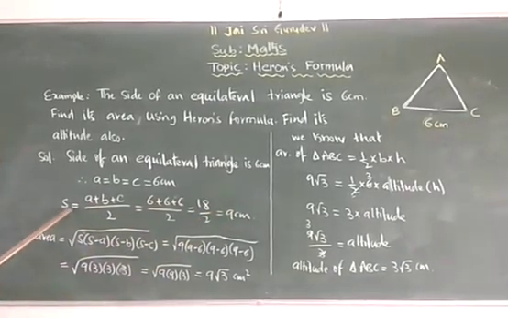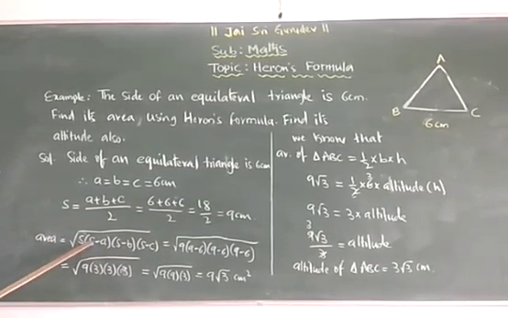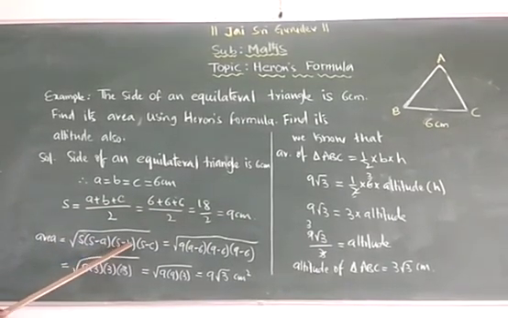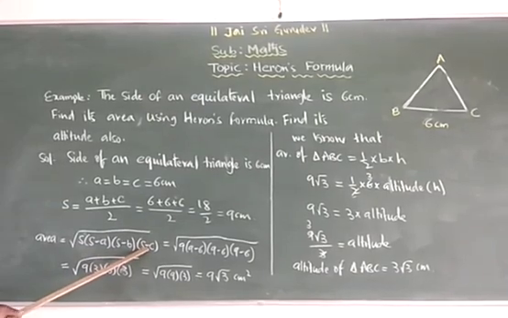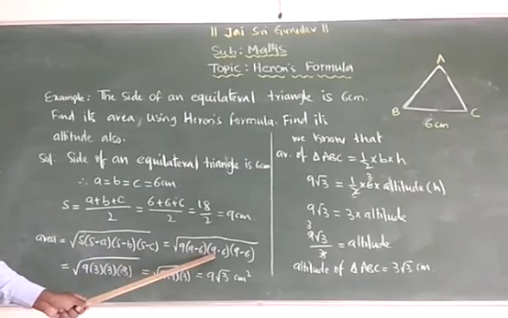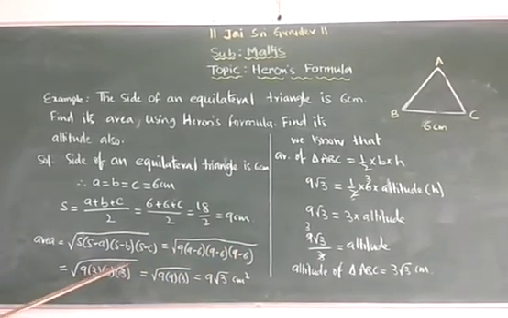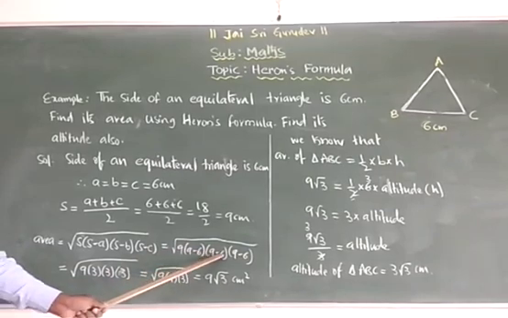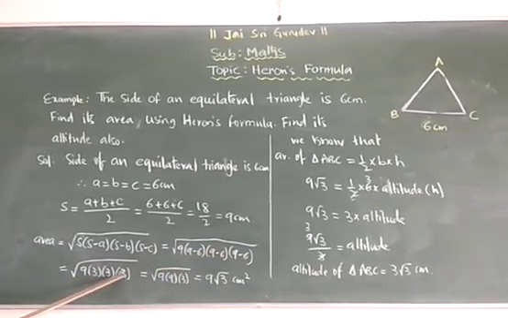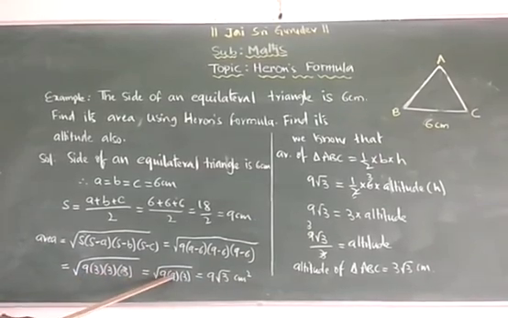Then with the S value we apply Heron's formula, that is the square root of S into (S minus A) into (S minus B) into (S minus C). That is S value 9, so 9 into (9 minus 6), (9 minus 6), (9 minus 6). 9 minus 6 will become 3, so 3 into 3 into 3. Taking 3 into 3 as 9, it is 9 into 9 into 3.